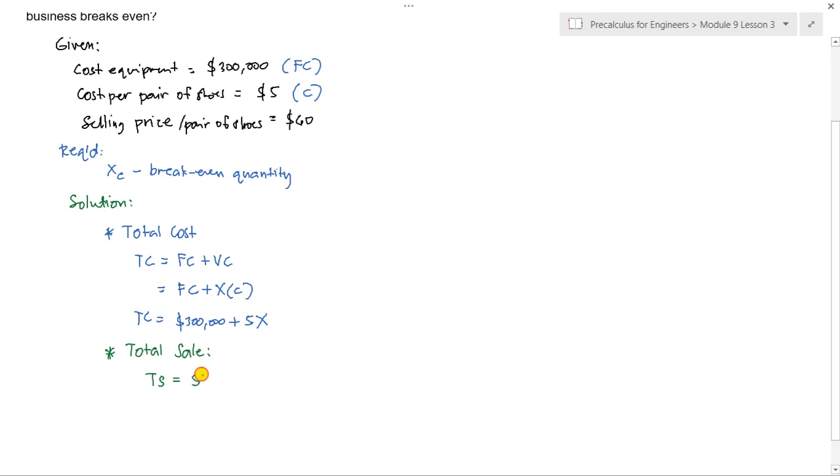Okay, that is the selling price multiplied by the quantity of X. And since the selling price is given, can you see, SP is $60. So we have here 60 times X. So we now have two equations, that is for total cost and for total sale.